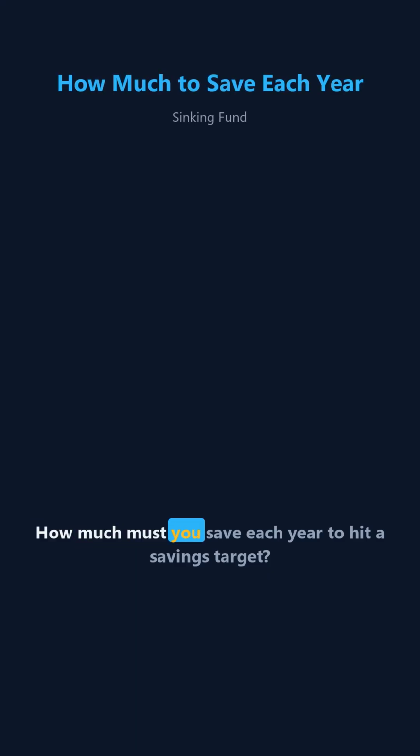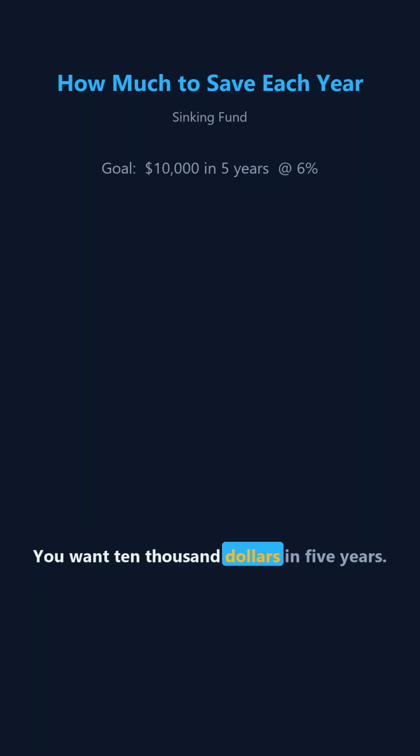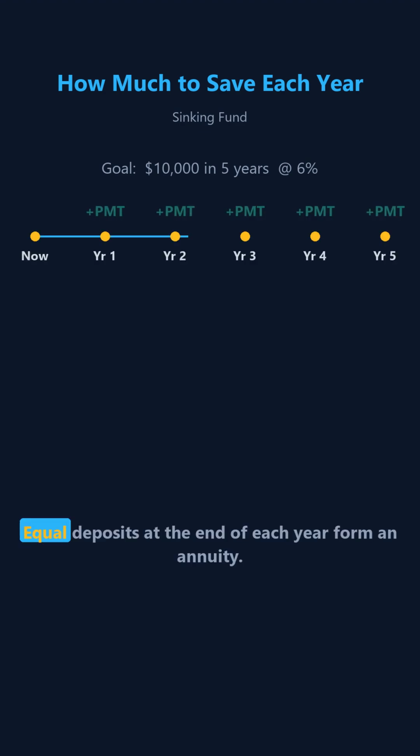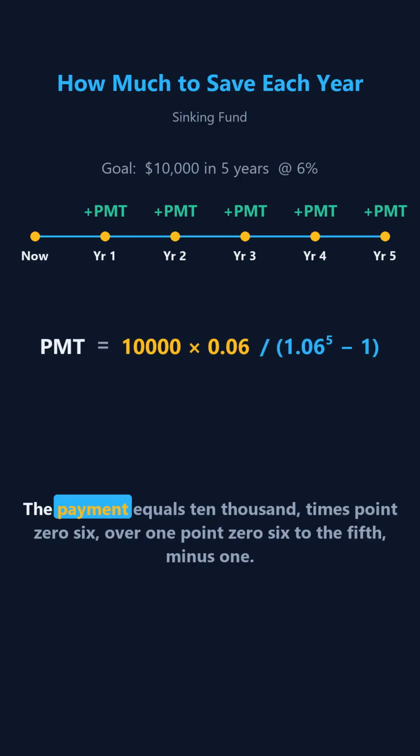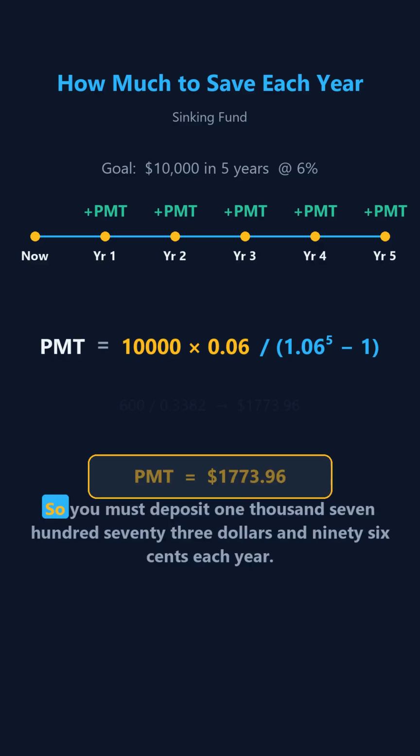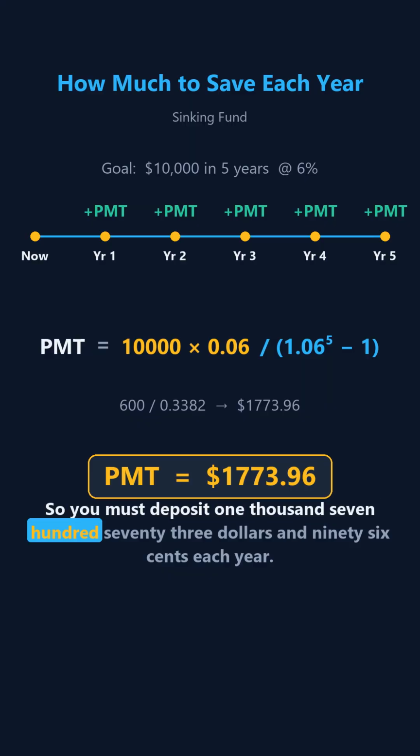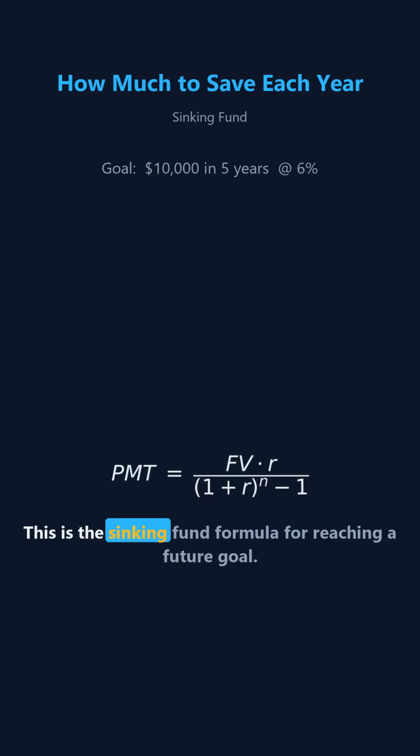How much must you save each year to hit a savings target? You want $10,000 in 5 years. Your savings earn 6% per year. Equal deposits at the end of each year form an annuity. The payment equals 10,000 times 0.06 over 1.06 to the 5th minus 1. So you must deposit $1,773.96 each year. This is the sinking fund formula for reaching a future goal.